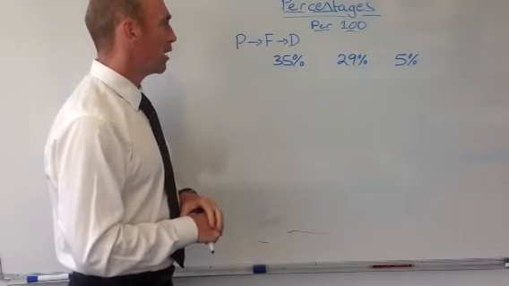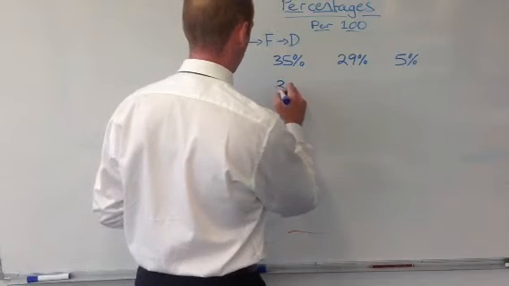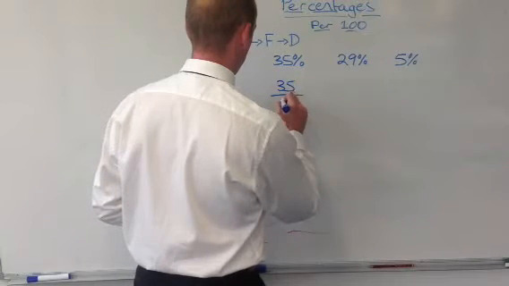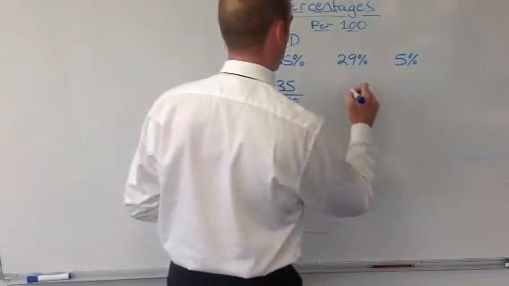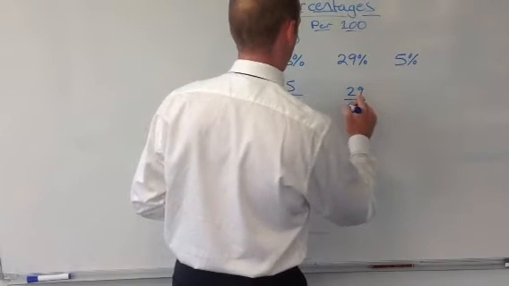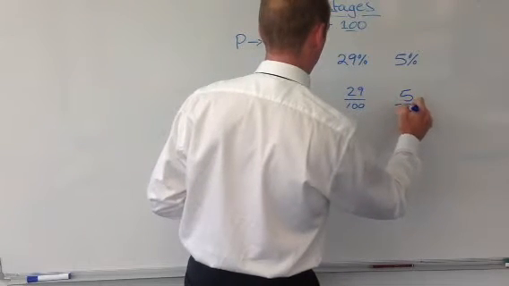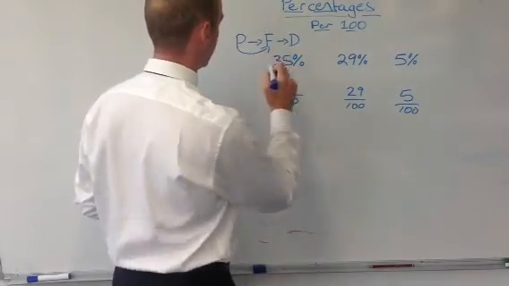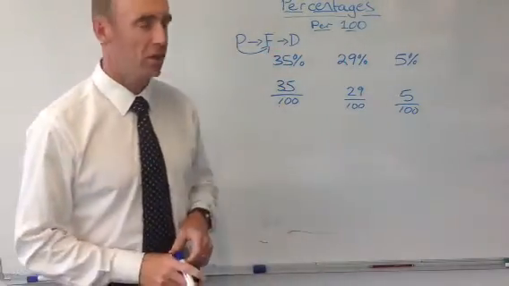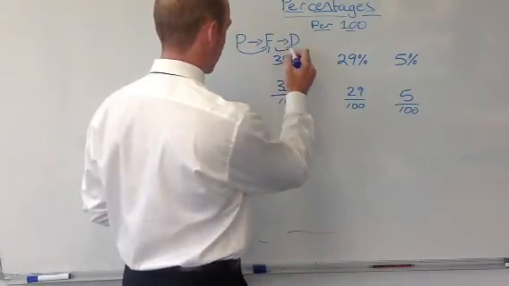So how do I change that into a fraction? Simply I put it over 100. So for all of these, I go 35% becomes 35 over 100, 29 over 100, and 5 over 100. So straight away, bang, done, percentage into a fraction. Not hard at all. Then to go to a decimal, the next step, what do?